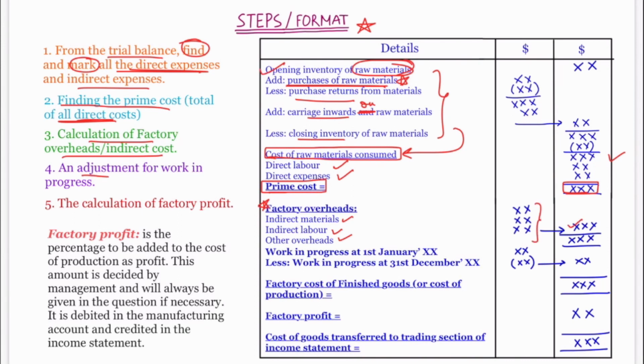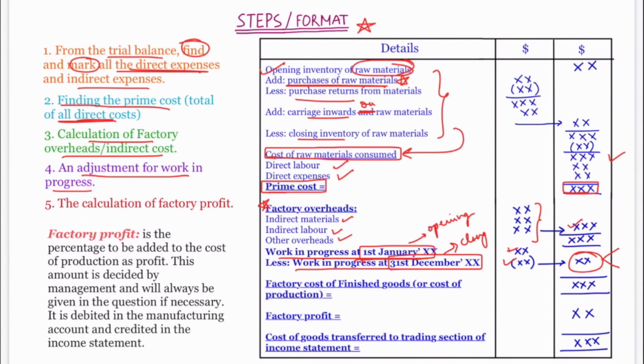Now the next step is the adjustment for work in progress. Work in progress inventory we saw earlier. What you have to do is take the opening balance of work in progress, that is at 1st January of whatever year is given in the question, add that, and then subtract the work in progress at 31st December, that is the closing inventory. Let's subtract that to get the net adjustment of work in progress.